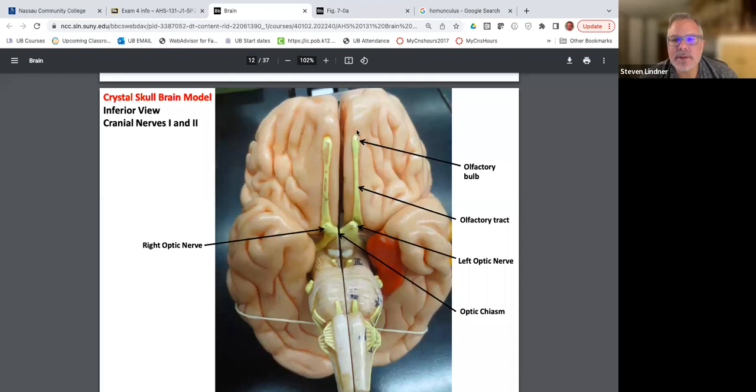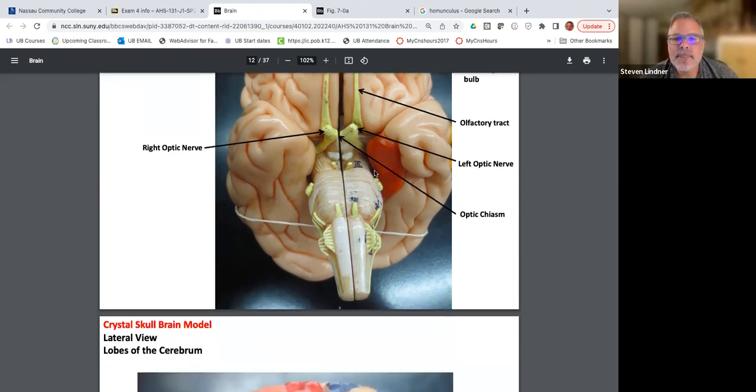Okay, so olfactory nerve. I don't care if you differentiate olfactory bulb from olfactory tract. This, to me, is the olfactory nerve, which is sense of smell. And then this is the optic nerve for vision. This right here in the center is part of the brainstem. It runs right through the center of the brain.